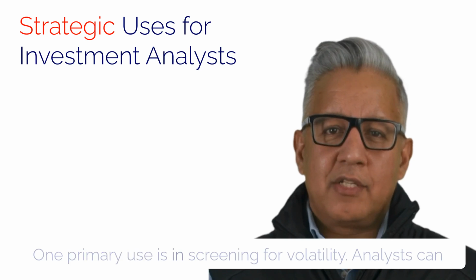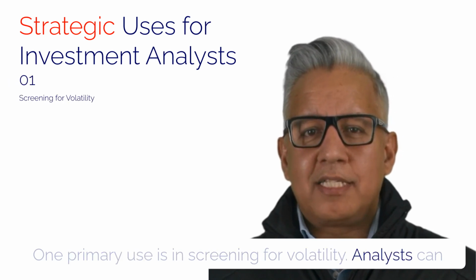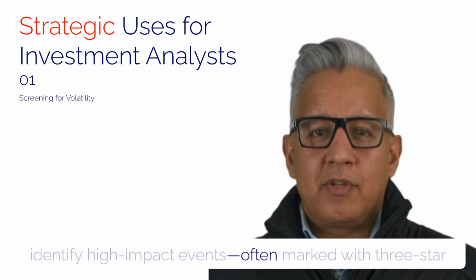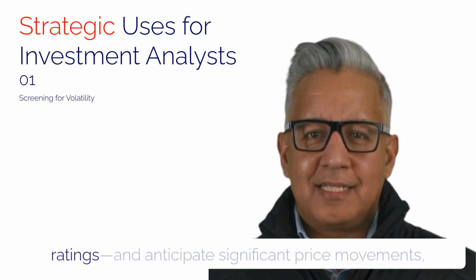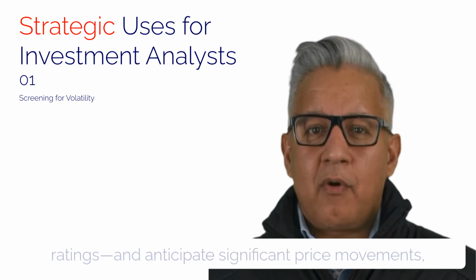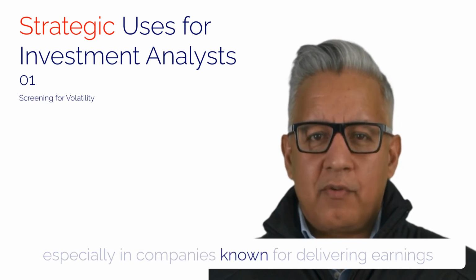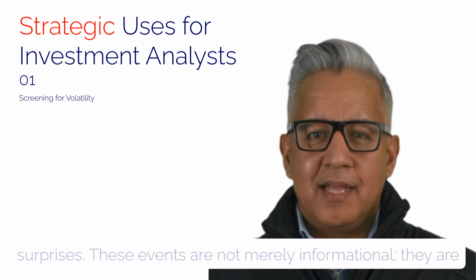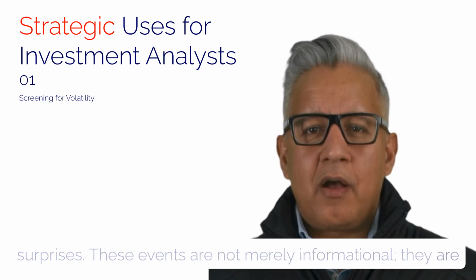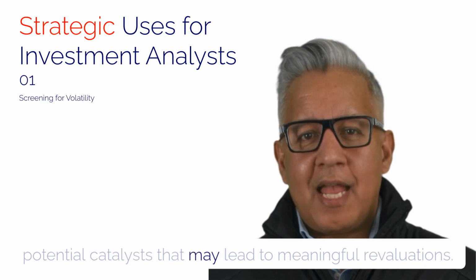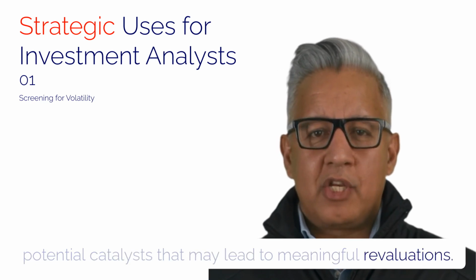One primary use is in screening for volatility. Analysts can identify high-impact events, often marked with 3-star ratings, and anticipate significant price movements, especially in companies known for delivering earnings surprises. These events are not merely informational, they are potential catalysts that may lead to meaningful revaluations.